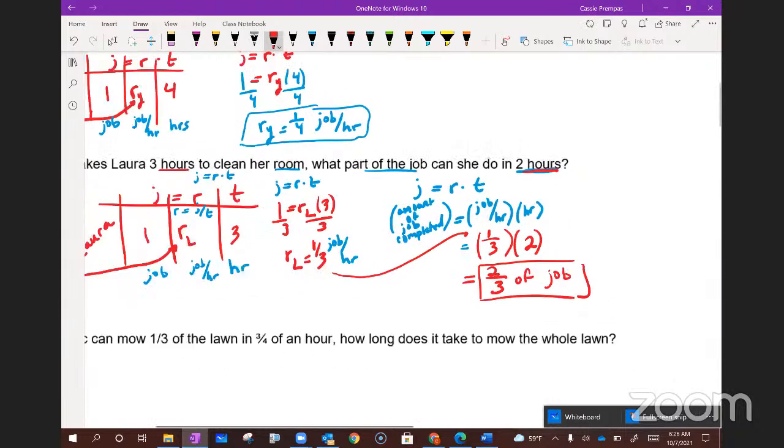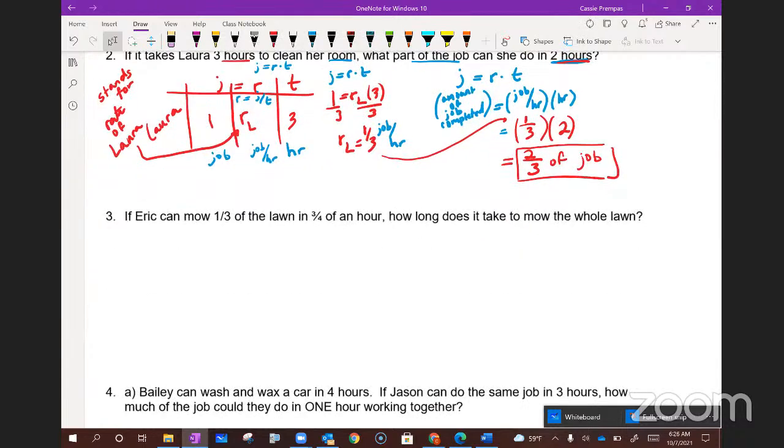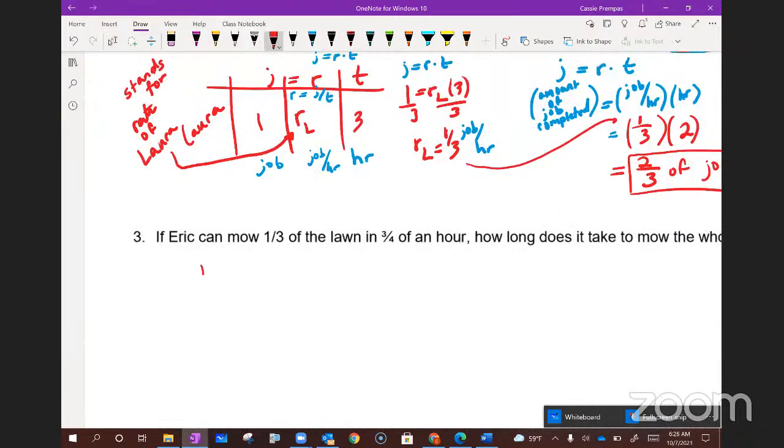Okay, if you need to pause or rewind, you can do that or stop and ask questions, but let's move to number 3. If Eric can mow 1/3 of the lawn in 3/4 of an hour, how long does it take to mow the whole lawn? Well, first we want to take a look at what we have and what we don't. So again, let's start with that chart system. So I know that I have job, rate, time.